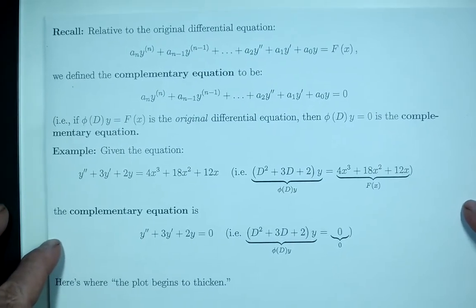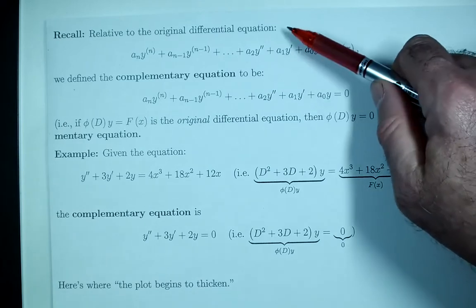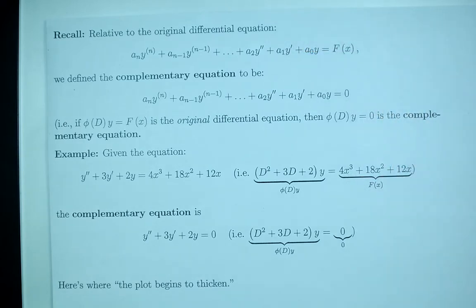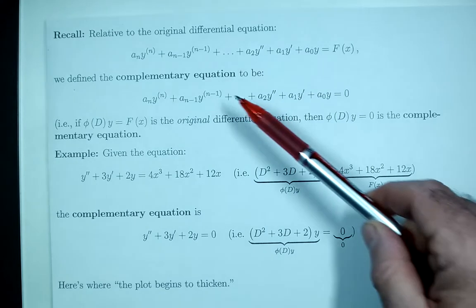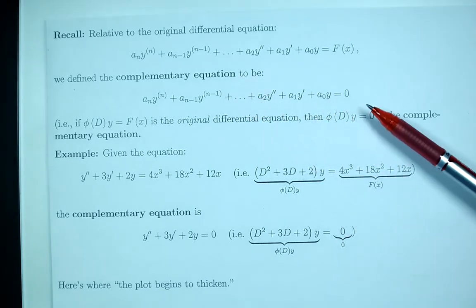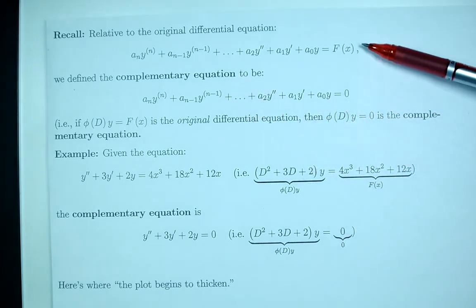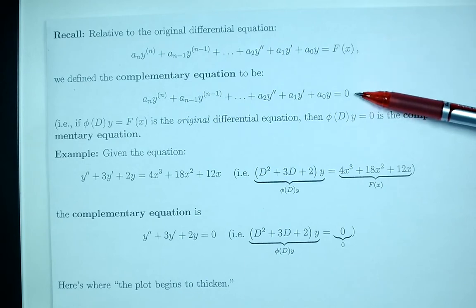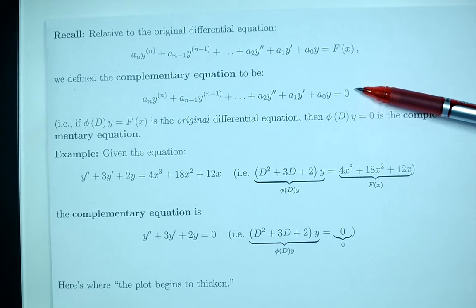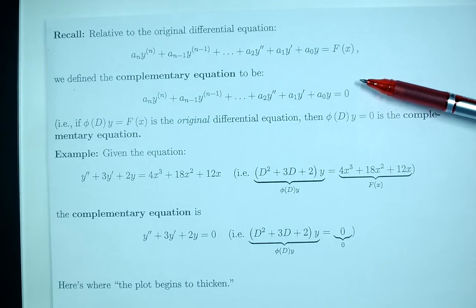Okay, something to remember. Relative to the original differential equation, we define something called the complementary equation. Now let's see. Here's the original linear differential equation with constant coefficients. Here's the corresponding complementary equation. How do they relate to one another? Well, if we look closely, the left-hand side of each equation is the same.